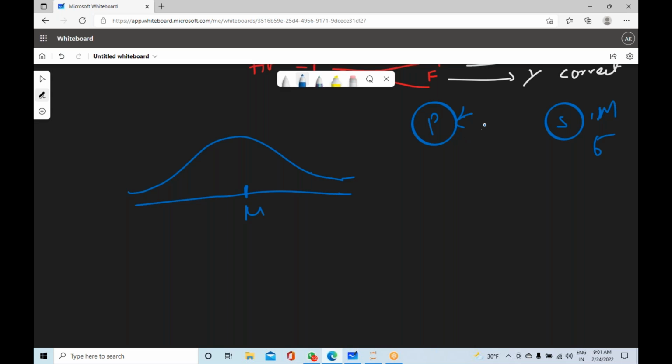If you want to estimate the population, you would like to find the range in which the data is available, so you find the upper and the lower bound. The lower bound could be less than the mean, and the upper bound could be more than the mean. These two values we call the confidence interval: lower comma upper.